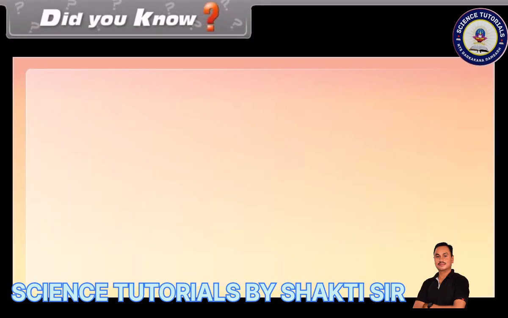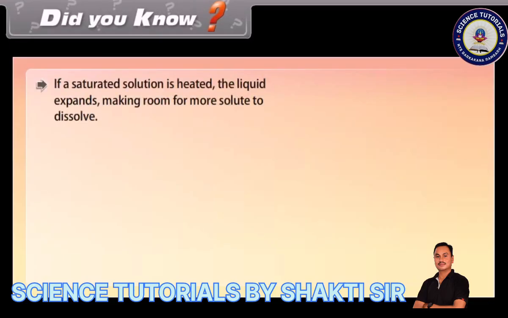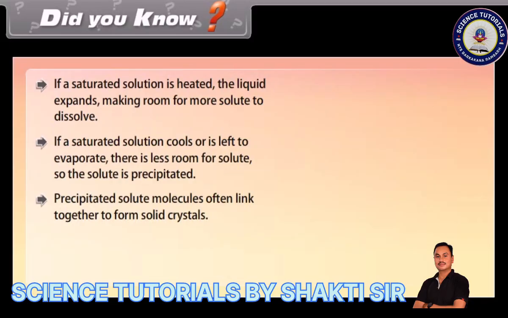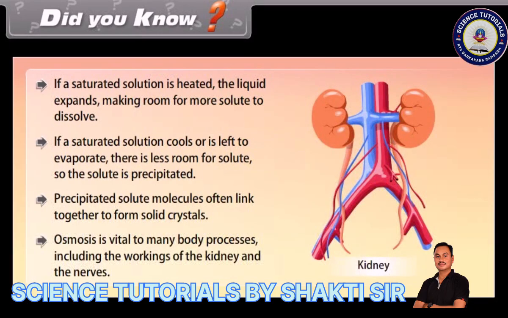Did you know? If a saturated solution is heated, the liquid expands, making room for more solute to dissolve. If a saturated solution cools or is left to evaporate, there is less room for solute, so the solute is precipitated. Precipitated solute molecules often link together to form solid crystals. Osmosis is vital to many body processes, including the workings of the kidney and the nerves.